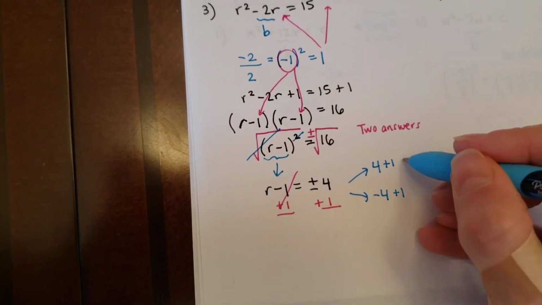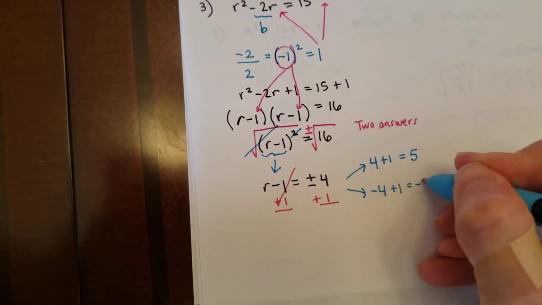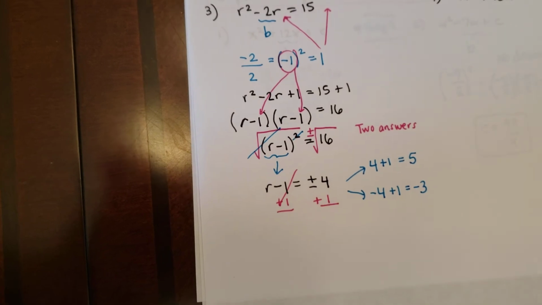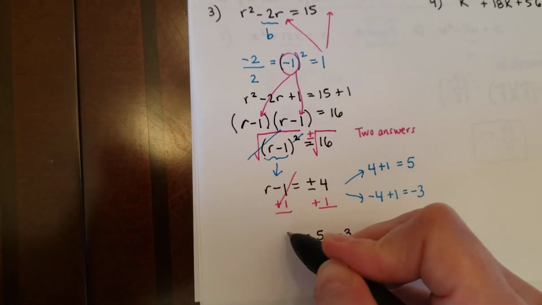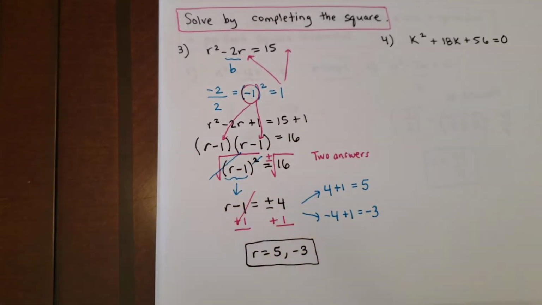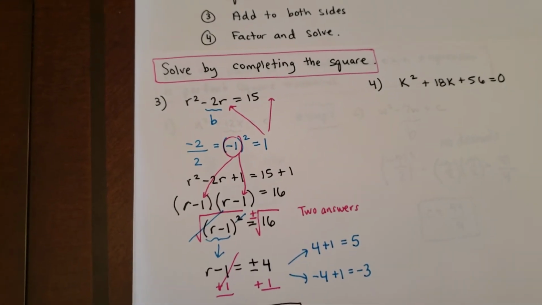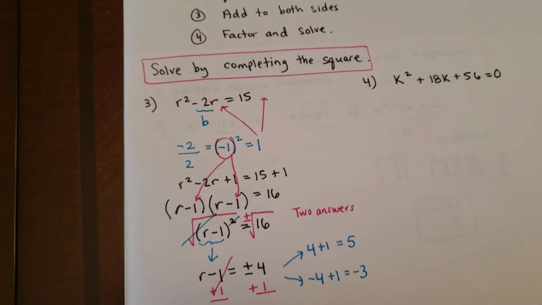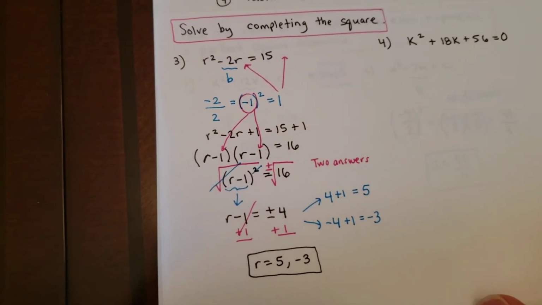So 4 plus 1 is going to give me a 5. Negative 4 plus 1 is going to give me a negative 3. So my answers for R is going to be 5 and negative 3. And now we're done. So we're going to repeat that process on another problem. Pretty much all your homework problems should be this similar steps, so make sure you practice it because they will get a little bit tougher the second day we do them.